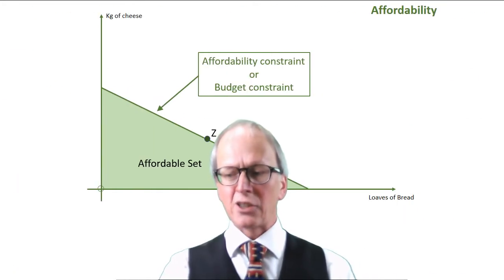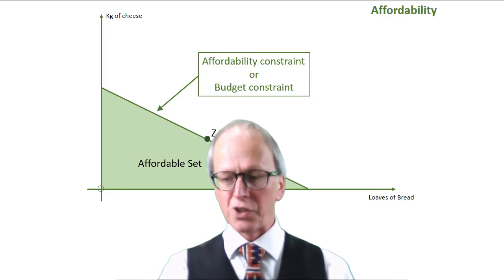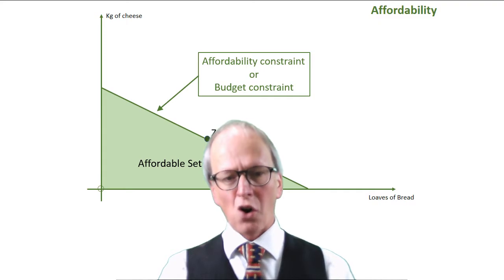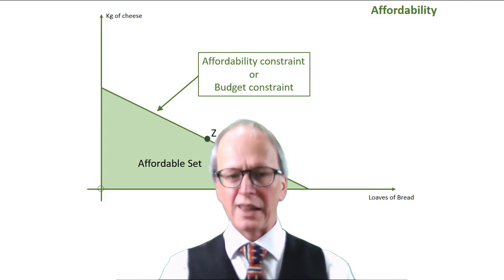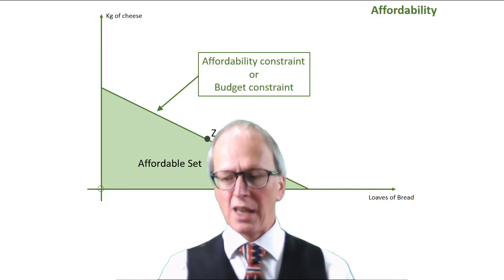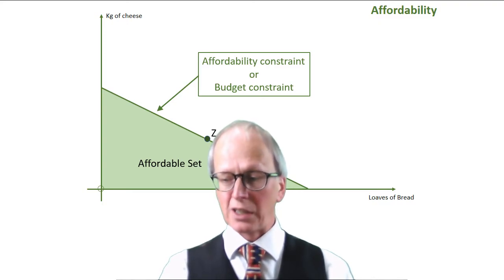Now, in the diagram, I've drawn this light green triangular area, the affordable set. That consists of all of the consumption bundles that the person making the choice can afford. Very often, we're really interested in what is going on at the edge of the affordable set. I've therefore shown its boundary as the heavy downward sloping line, the affordability constraint, but you may have met it before under its other name, the budget constraint.